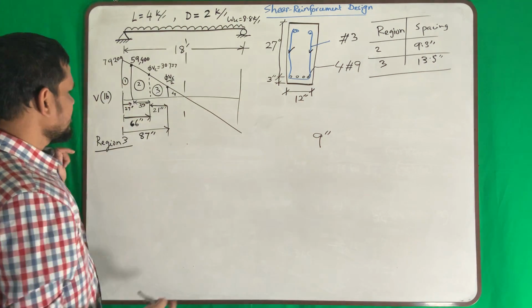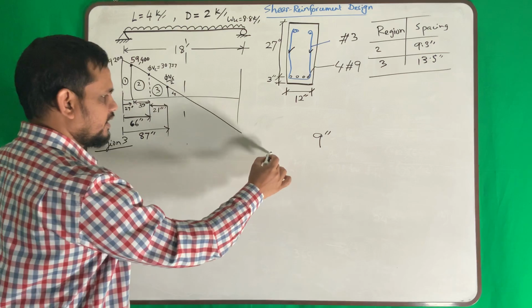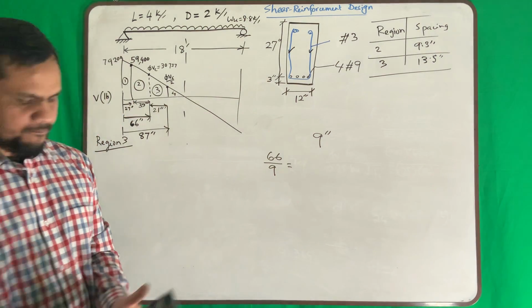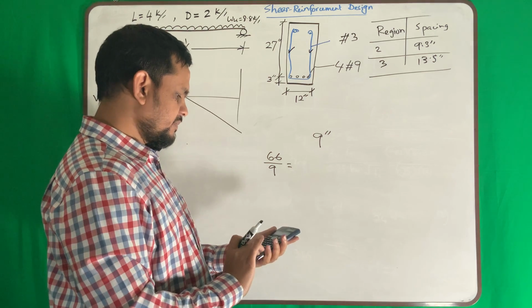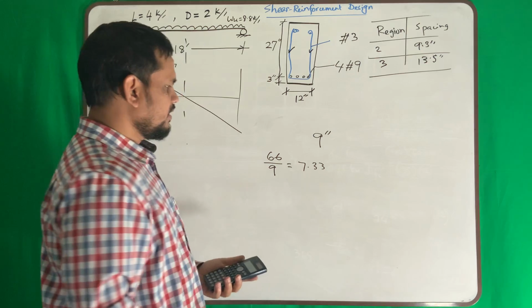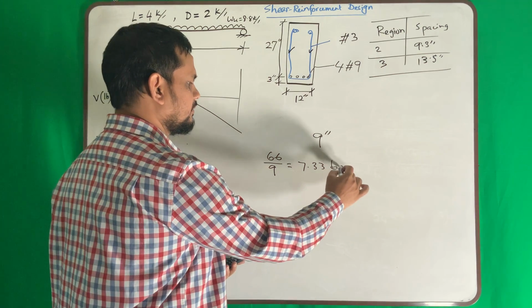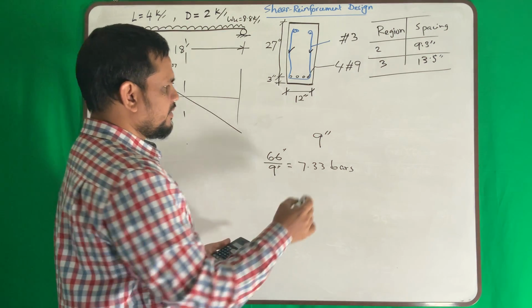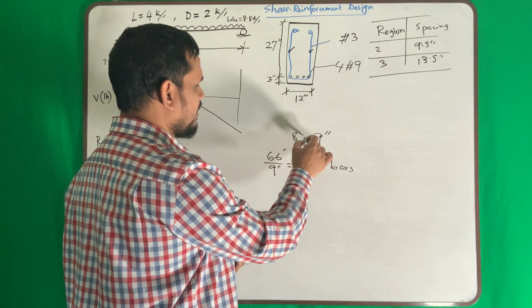if I provide 9 inch, how many bars do I need? 66 divided by 9, that means 7.33. So 7.33 bars. Okay, now what about if I provide 8 bars?